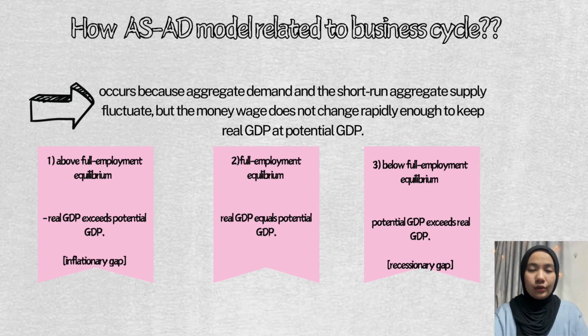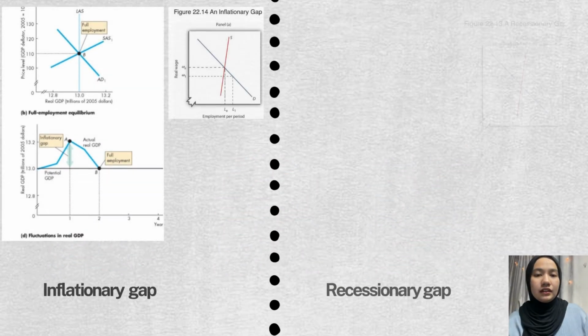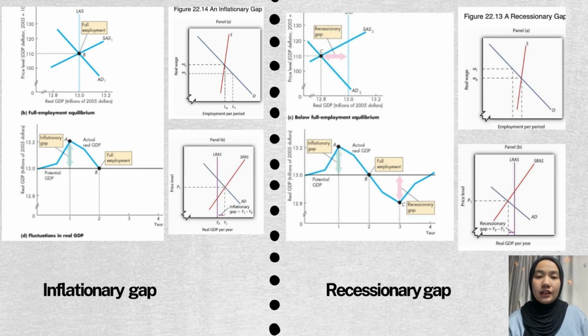Second is full employment equilibrium that occurs when real GDP equals the potential GDP. Third is below full employment equilibrium that occurs when potential GDP exceeds the real GDP. It is also known as a recessionary gap. These are the figures that illustrate full employment equilibrium, and an inflationary gap is shown as the amount by which real GDP exceeds potential GDP, while figures C and D illustrate below full employment equilibrium, and there is a recessionary gap, which is the amount by which the real GDP is less than the potential GDP. As you can see in figure D, the economy moves from one short-run equilibrium to another, and real GDP will fluctuate around potential GDP in the business cycle.